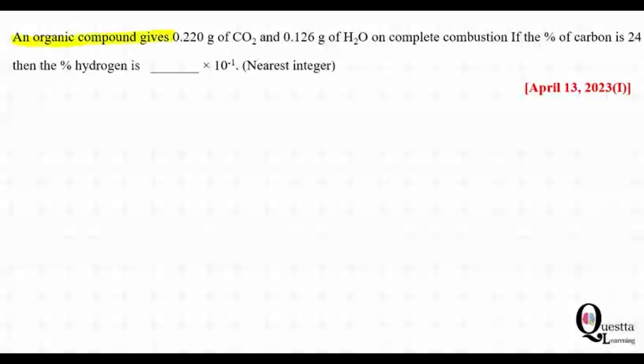We have an organic compound that gives 0.220 gram of CO2 and 0.126 gram of water on complete combustion. If the percentage of carbon is 24, then we need to find the percentage of hydrogen to the nearest integer. So first of all, we are provided with the organic compound, which gives this much CO2 and this much water. Complete combustion is given. If the percentage of carbon is 24%, then we need to find the percentage of hydrogen.